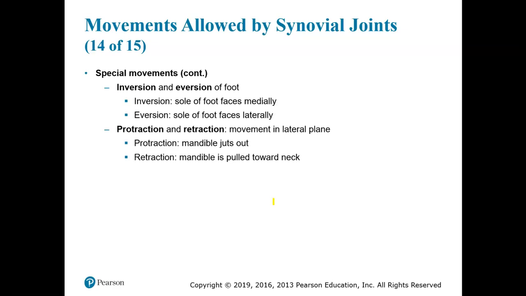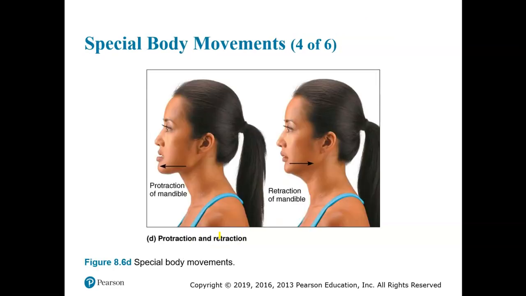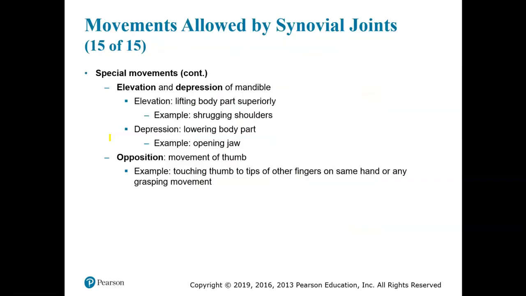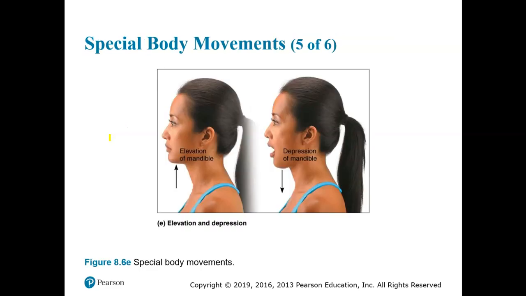Retraction, your jaw is normal, your mandible is pulled toward your neck, so it's normal basically. Protraction is when you stick your jaw out. So you can see here's retraction, which is just normal jaw position, and then protraction, she's shoving her jaw out like we do sometimes when we're mad about something. And make sure you know elevation of the mandible, mouth is closed. Depression, mouth is open.